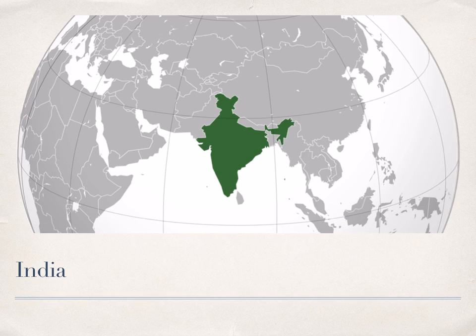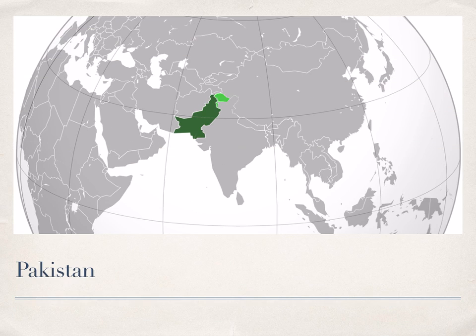Here's another map of India, just India, and so you can see its location next to other countries in the region like Pakistan and even China. Here's a map of Pakistan, and you can see a light green area at the very top of Pakistan in the north, and that's the disputed territory of Kashmir. And so you can see Pakistan is kind of wedged there between India and Afghanistan.